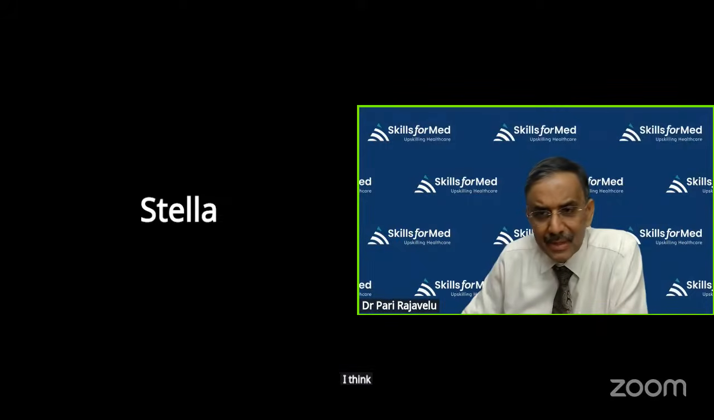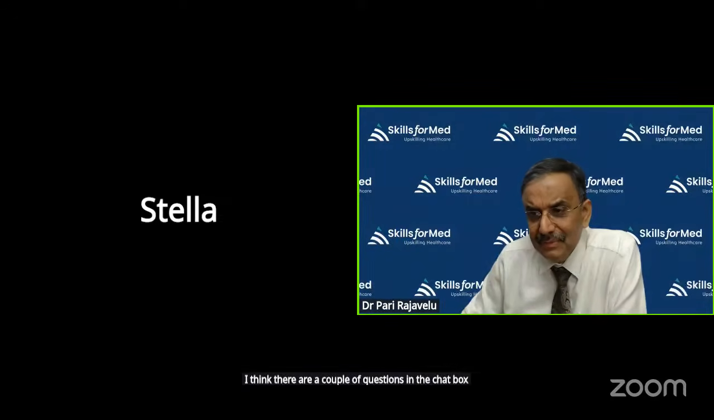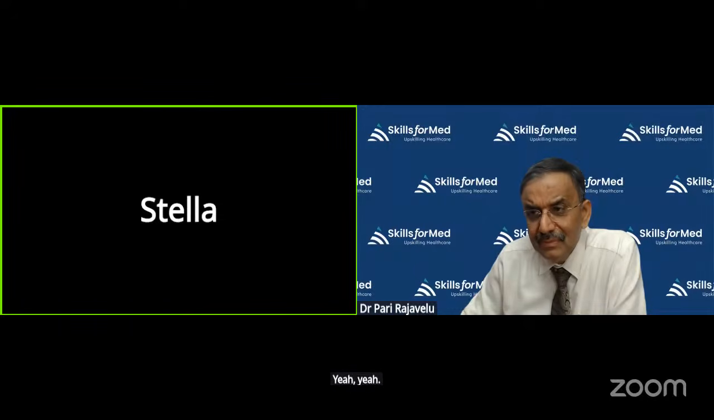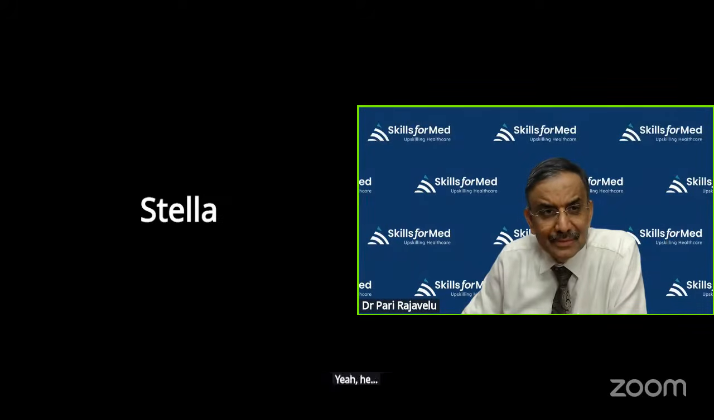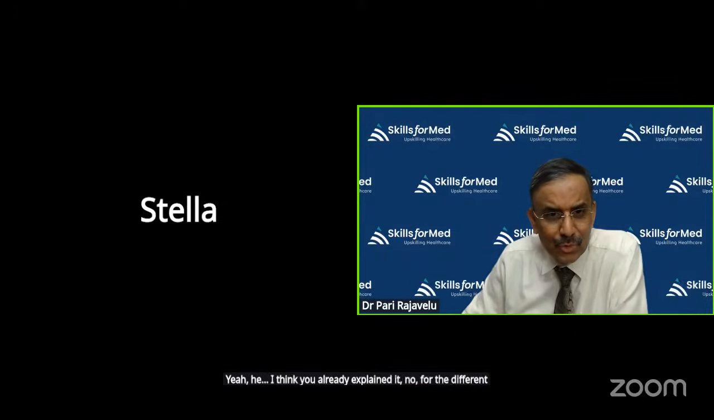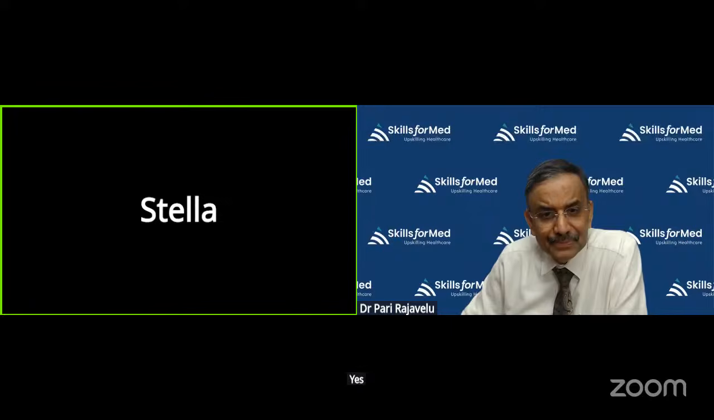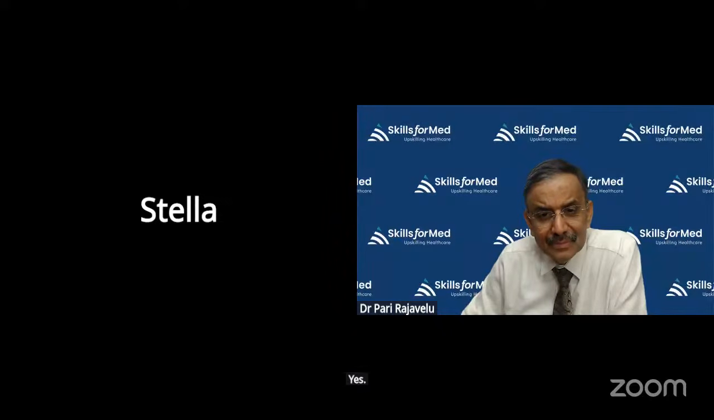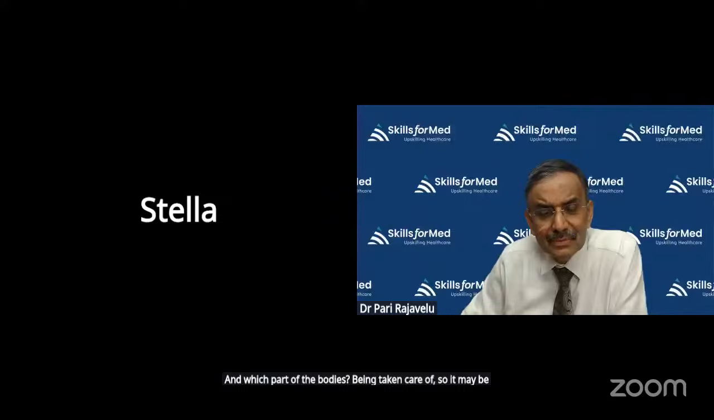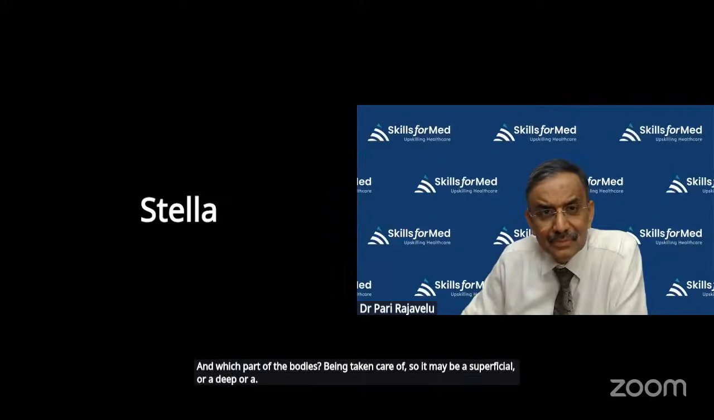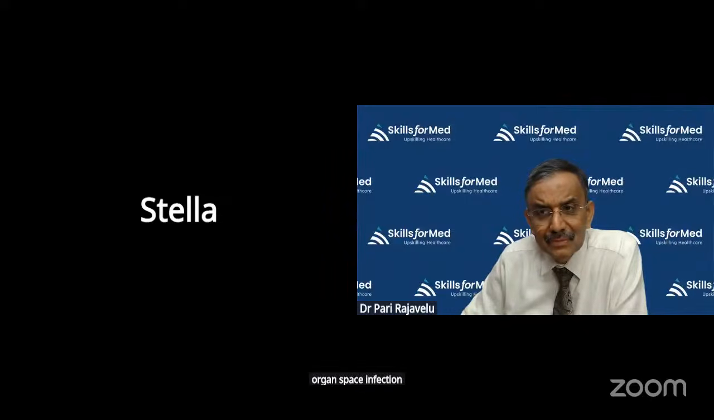I think there are a couple of questions in the chat box, Stella. Yeah. So what is the standard benchmark for SSI? This is one question from the chat box I've picked up. I think you already explained it, for the different types of wounds. Yes. It depends on the surgery, what you're doing, and which part of the body is being taken care of. So it may be a superficial or a deep or an organ space infection. I'm not sure what the benchmark means.